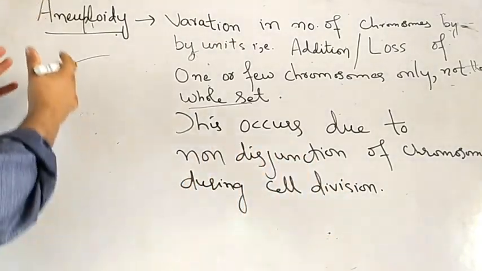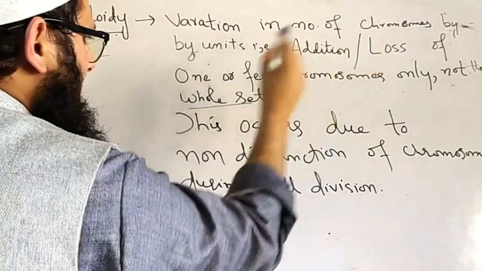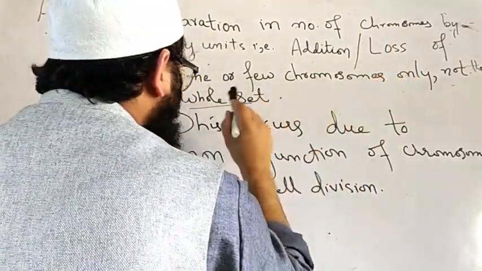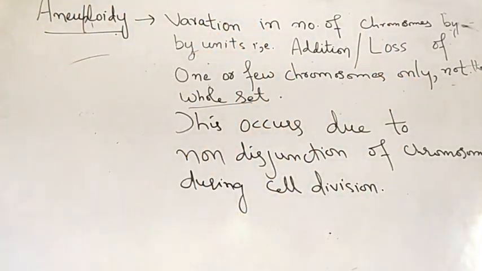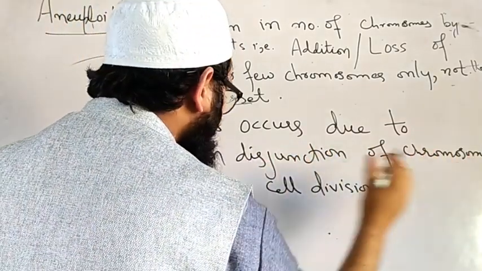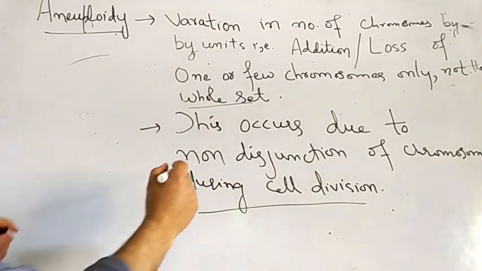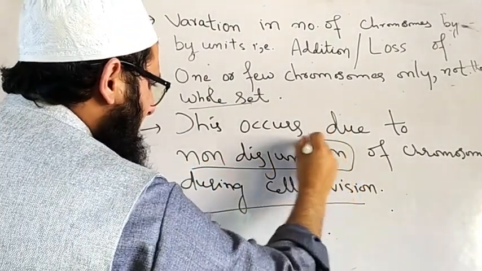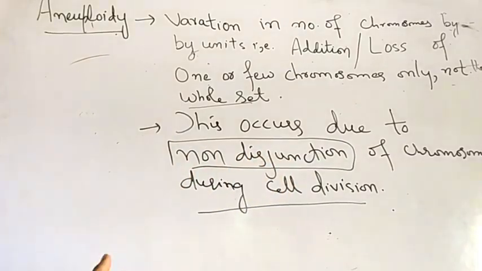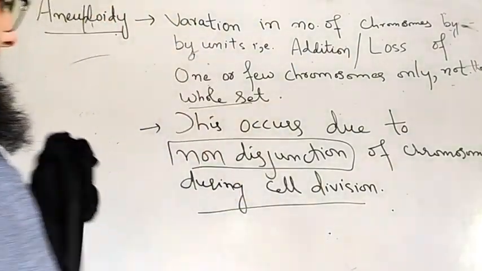Today we have to discuss Aneuploidy. It is the variation in the number of chromosomes by units only, addition or loss of one or a few chromosomes only, not the whole set. This occurs due to the non-disjunction of chromosomes during cell division. One term is very new to you, that's non-disjunction. We will discuss it inshallah in the later part of this video. So let's see the different types of this Aneuploidy.